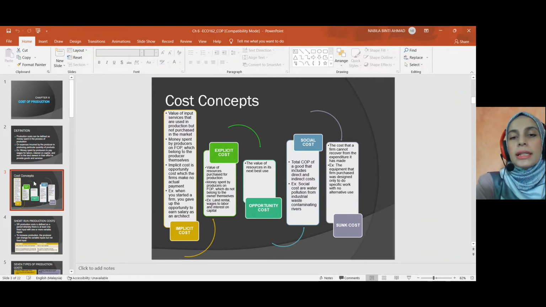And then opportunity cost, the second best choice that we sacrifice. Social cost, the total cost of production of good that include direct and indirect cost. Biasanya social cost ni melibatkan macam pollution, pencemaran yang dia cost kepada society. And then sunk cost, the cost that firm cannot recover from the expenditure it has made. Contohnya macam kita beli specific equipment yang hanya single use. Dia boleh digunakan untuk satu jenis production sahaja. So kita tak boleh gunakan untuk banyak production untuk lain-lain barang. Jadi cost itu dipanggil sebagai sunk cost.